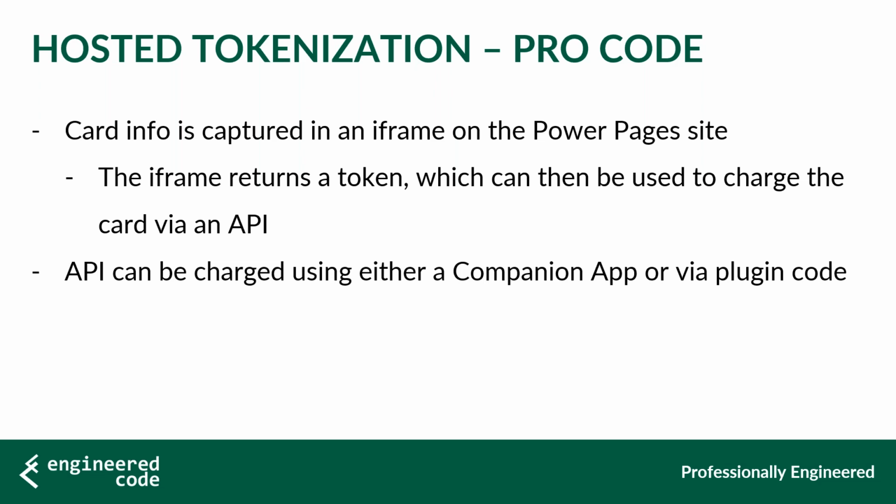So with this third option, you are using the hosted tokenization, where you submit and that iframe returns you a token. You can then take that token, pass it back to your web service, your companion app, your plugin, and then you have that token and you can actually charge that card with the API without ever actually touching the credit card number. So those are the three options.